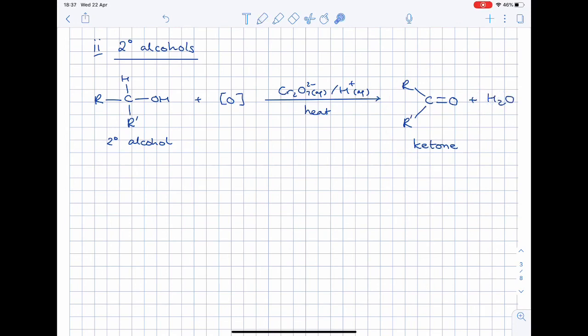Ketones don't undergo further oxidation, so this is as far as the reaction will go, and there isn't another step. So this is the overall equation for the oxidation of secondary alcohols. So I'll do an example.